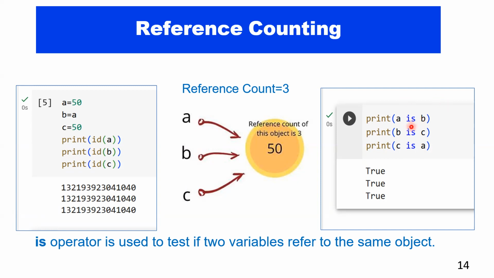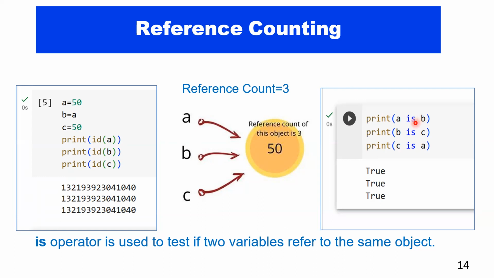Now let us see whether A, B, C all are referring to the same object or not by using one more operator called is. So print A is B. You can recollect the is operator is used to test if two variables refer to the same object or not. So you can check whether two variables A and B are referring to the same object or not by using A is B. If it returns true, that means A and B are referring to the same object.